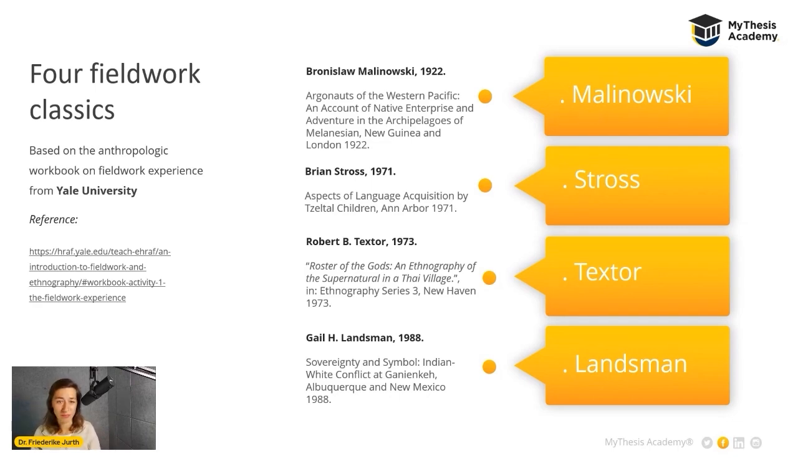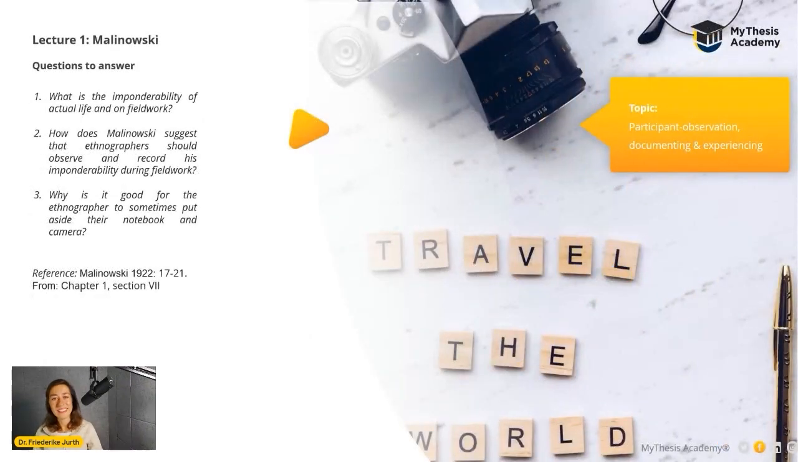So the first text is from Malinowski from 1922. It is a publication which I already mentioned in the historical overview. This is a kind of Bible for the ethnographers and for the anthropologists. And here, I will share some questions with you that I would like you to answer on this text. So let's get started with the lecture from Malinowski.